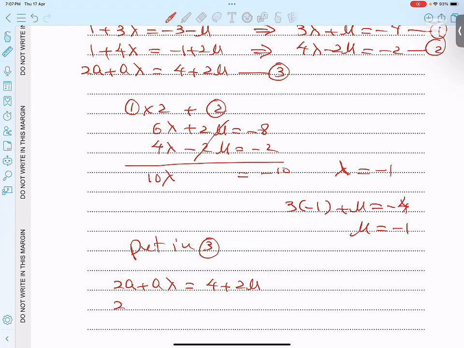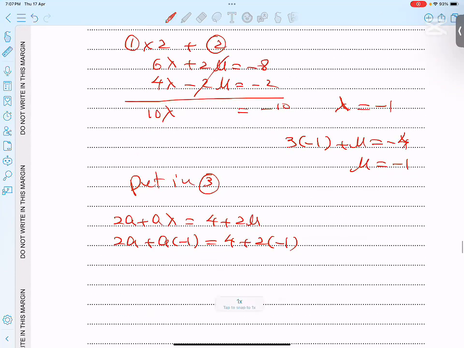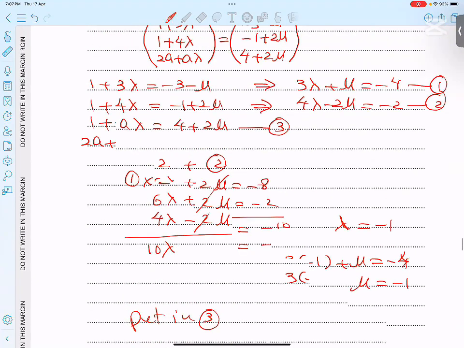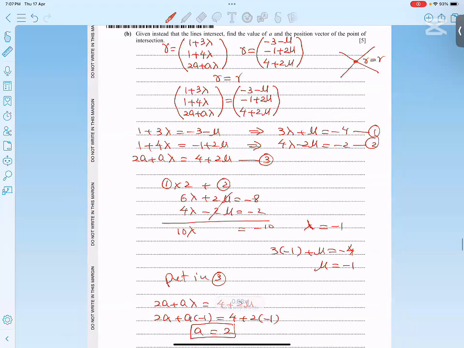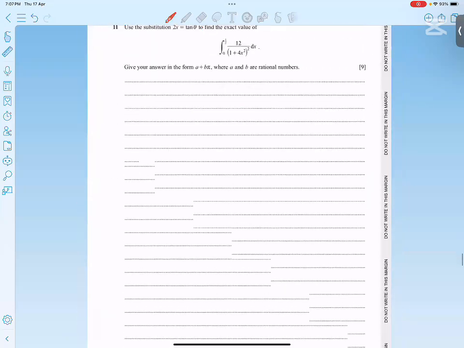So I replace lambda by minus 1 and mu by minus 1. So here I got, students, A, and here I got 2. Alhamdulillah, I believe the point is very clear and we have done it. This question is over, and let's go for the next question.